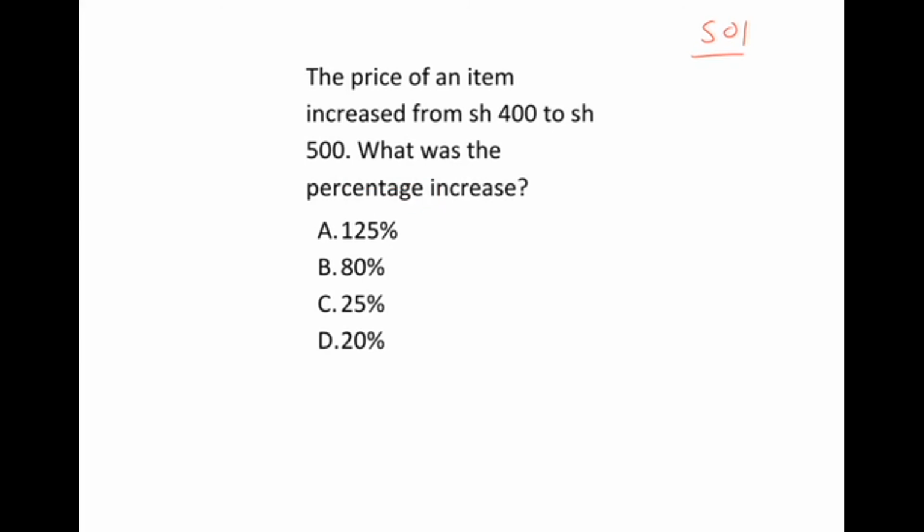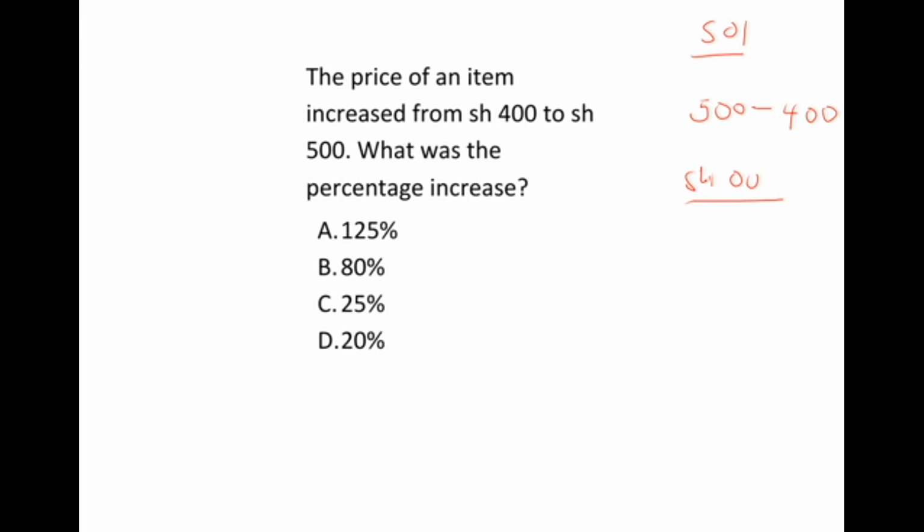First, let us get the increase. So we take 500 minus 400. It will give us 100 shillings. Therefore, the price increased by 100 shillings.